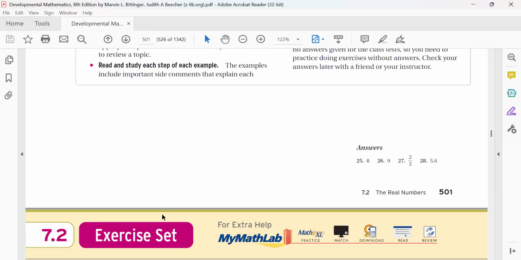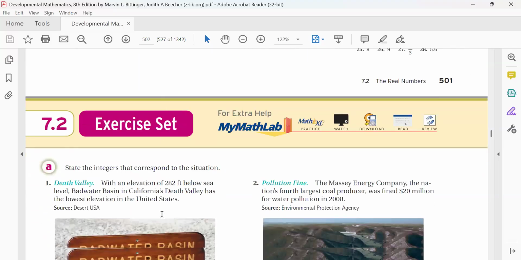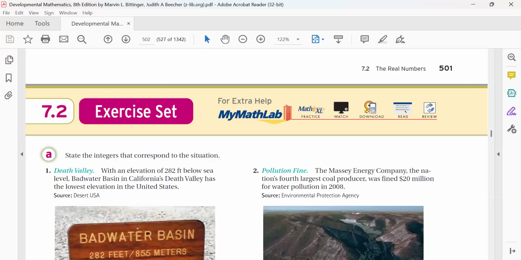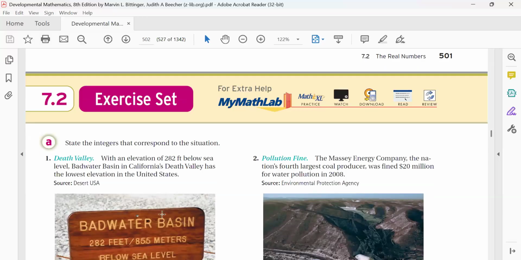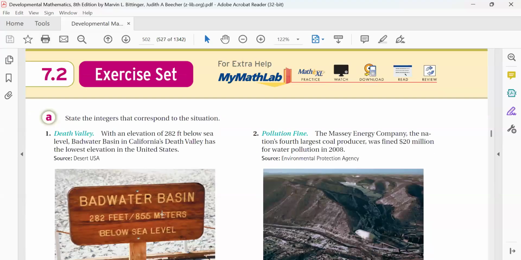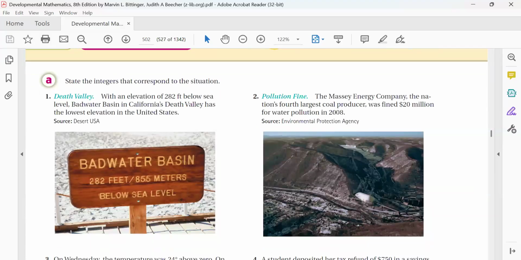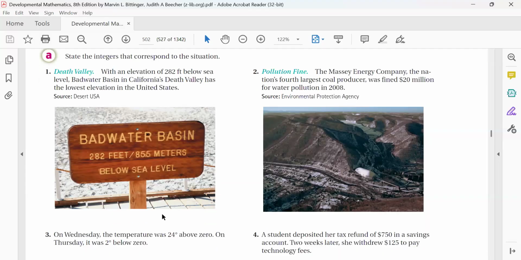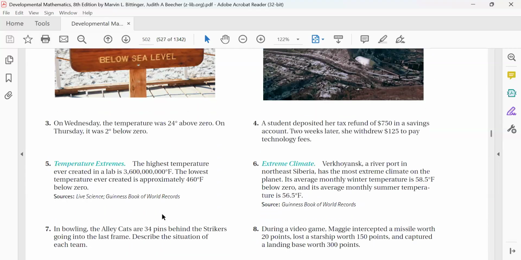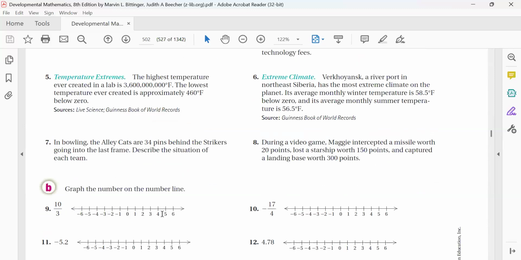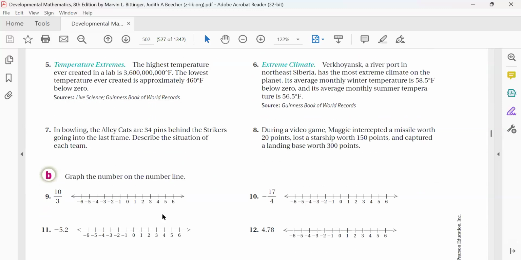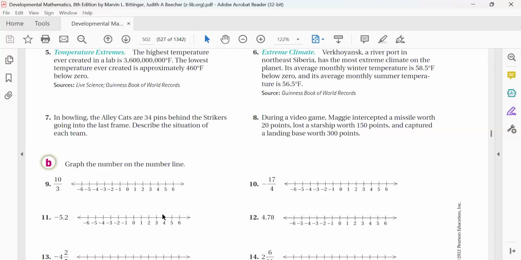Basically, guys, after that, we have the exercise 7.2. Exercise 7.2 shows us some of the important questions from this book. I would like to choose some of the questions, maybe not all of them. I state the integers that correspond to the situations. I think I'm going to select starting from part B, maybe.